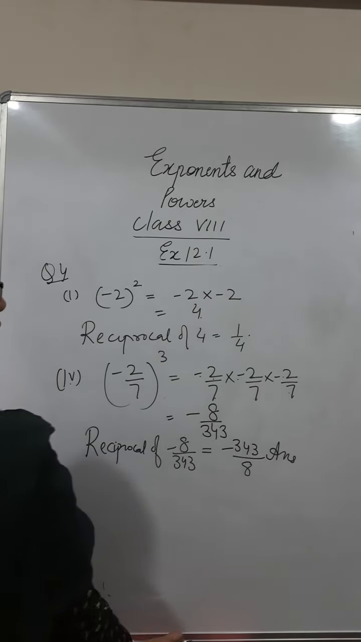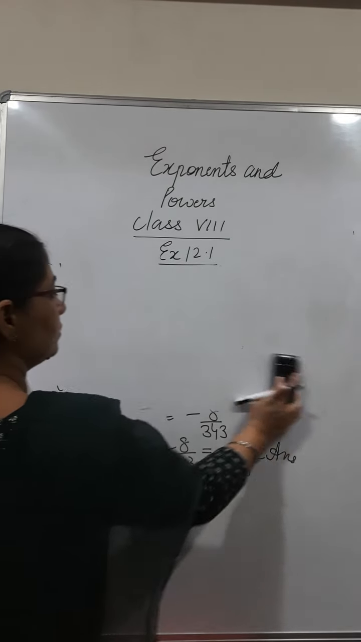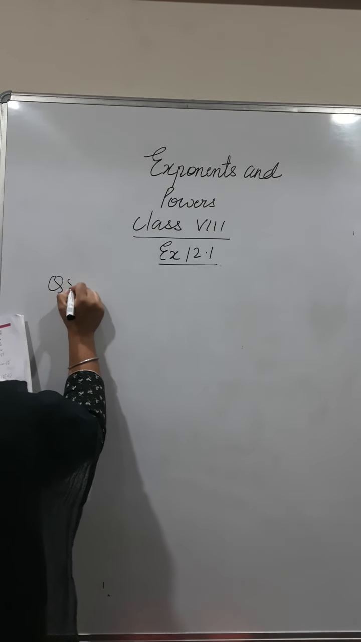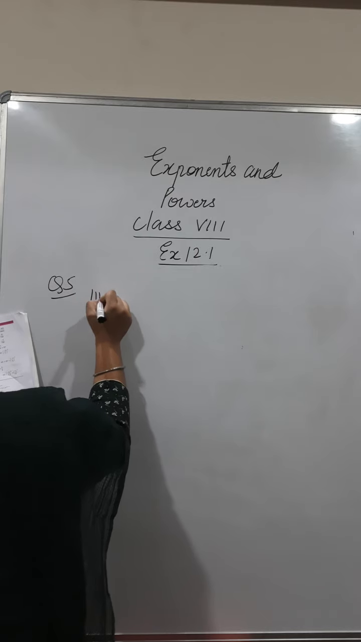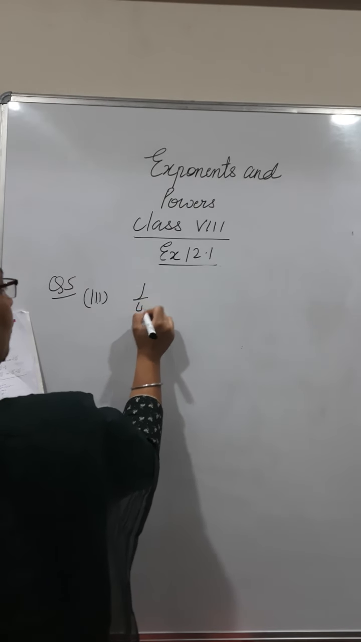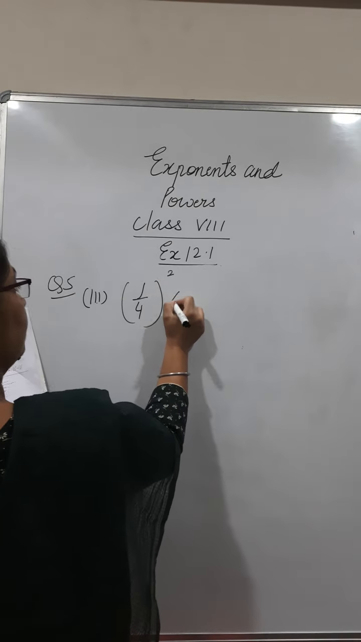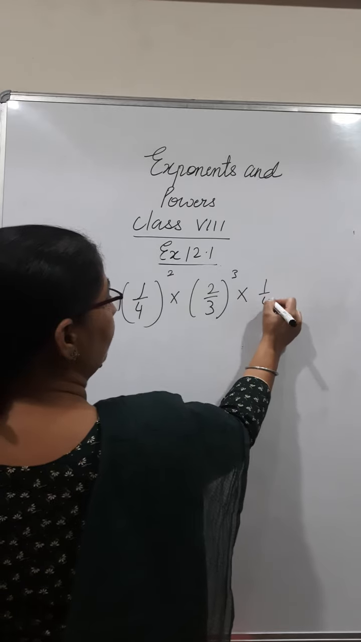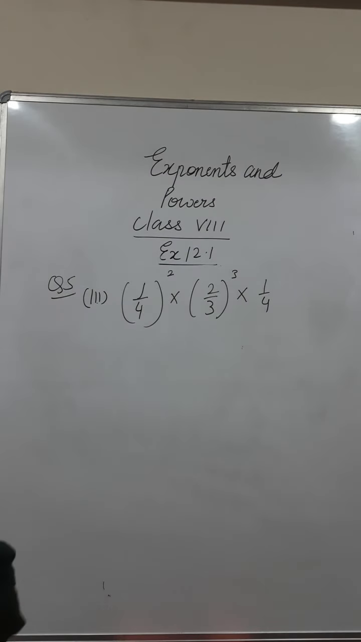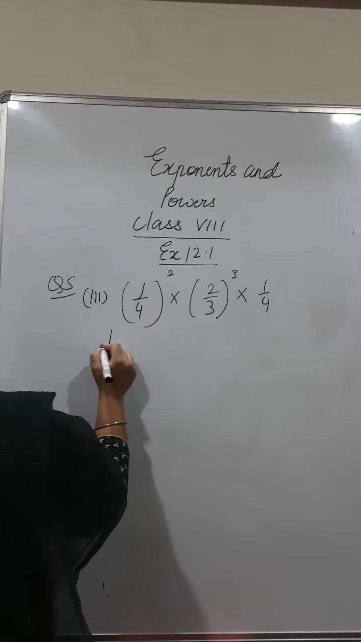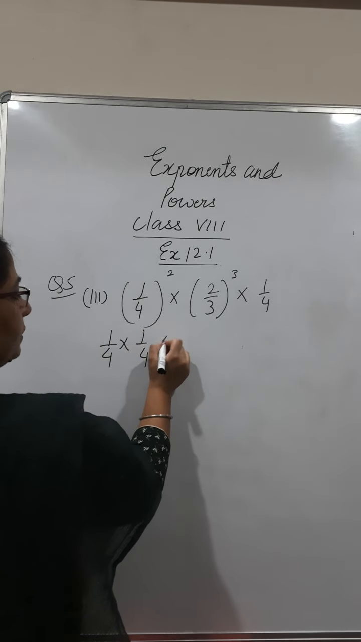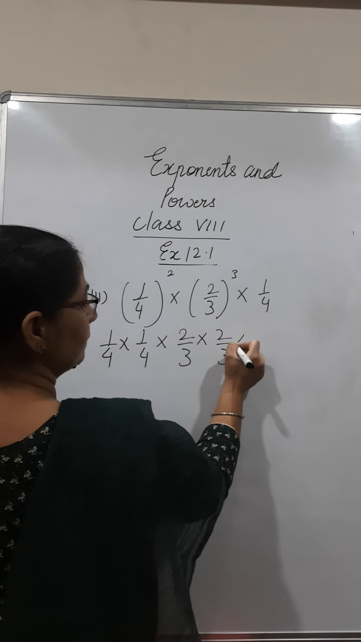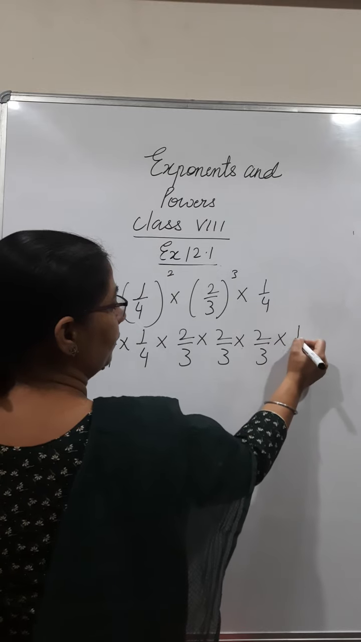Last, we have to simplify in question number 5, beta. So just have a look at question number 5. First of all I will take up the 3rd part of the sum. It is (1 by 4) power 2 multiplied by (2 by 3) power 3 multiplied by 1 by 4. Now you have to simplify it. To simplify it, (1 by 4) power 2 means you will open 1 by 4 two times. (2 by 3) power 3 means you will open these three times, multiplied by 1 by 4.